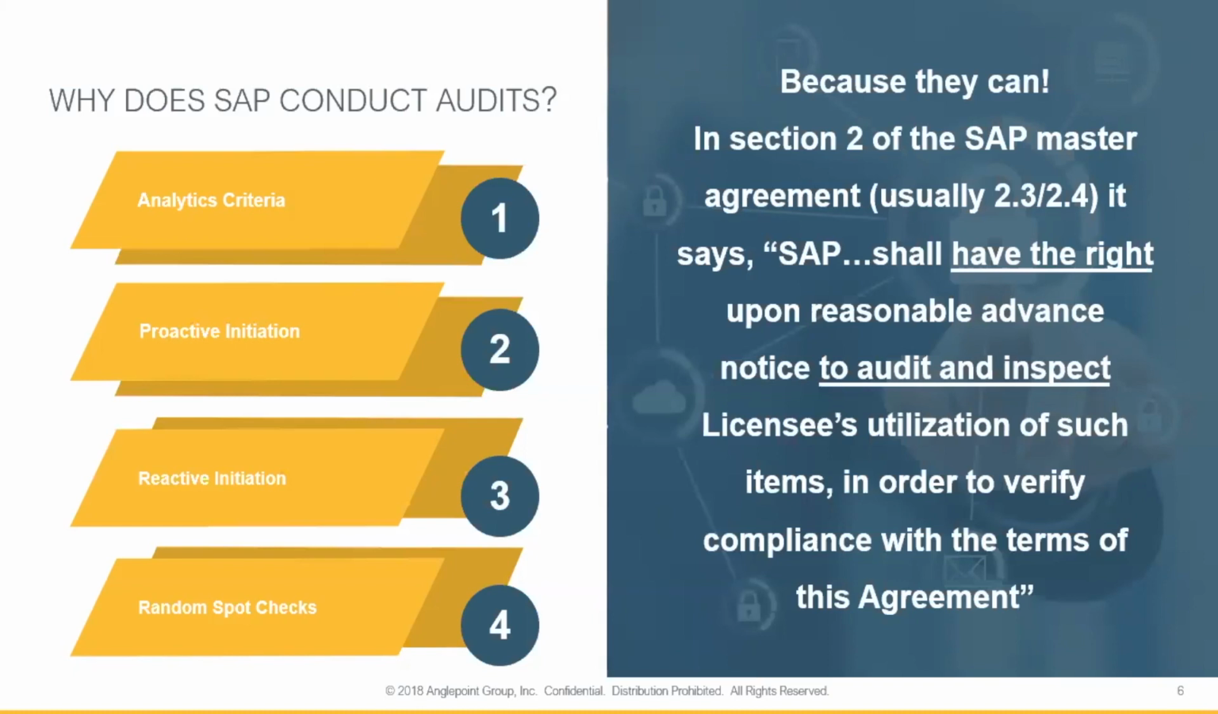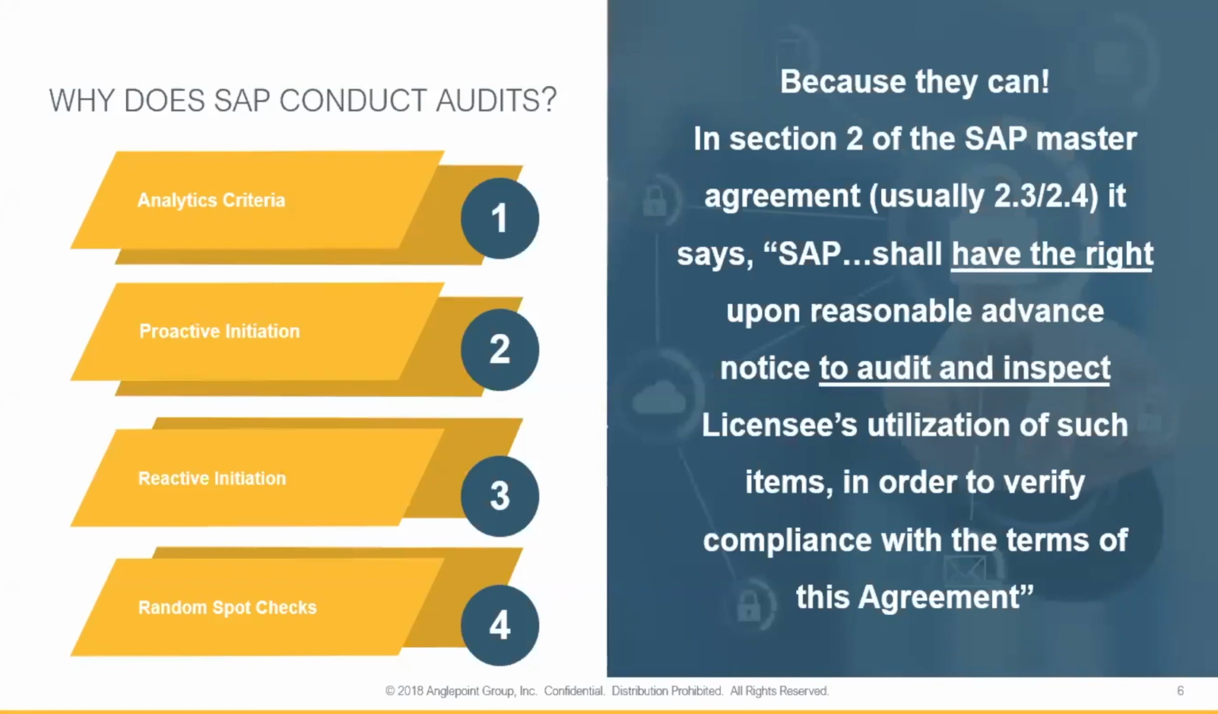The next 2 are reactive initiation and random spot check. Reactive initiation might very well be some sort of public information that they've collected. So the recent lawsuit with Diageo and SAP: SAP found information about Diageo using Salesforce.com in place of a call center from an online post from Diageo themselves, boasting about how awesome their new Salesforce.com solution is. Items that are put publicly need to be reviewed to make sure that, from a licensing perspective, customers are being protected. And then random spot checks.